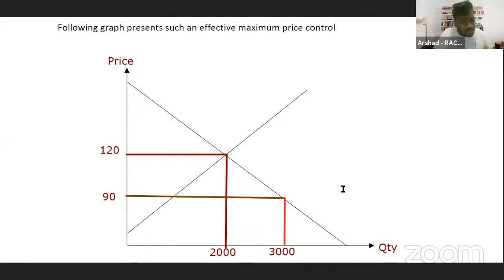Now, my next question to you is, let's imagine the story, okay? The price went down, consumers are happy. They decided now they will buy 3,000 coconuts at the price of 90.